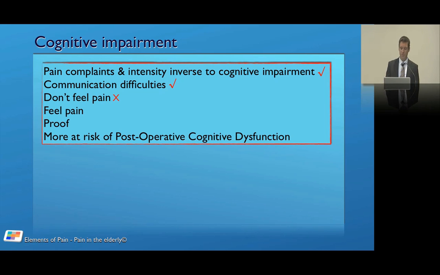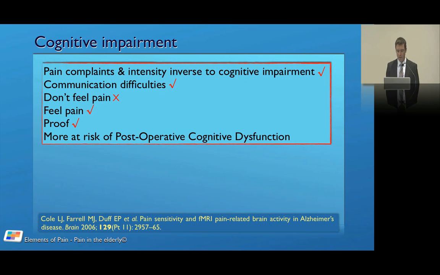Absolutely wrong. They do feel pain. There is now proof that they feel pain as well. In fact, there's now even evidence looking at fMRIs, such as the example you've got on your screen, where they may even have higher pain or higher focusing of the brain on pain, or higher nociceptive pain. So it might even be that they feel more pain. Again, this is just one of many papers, but they do feel pain.